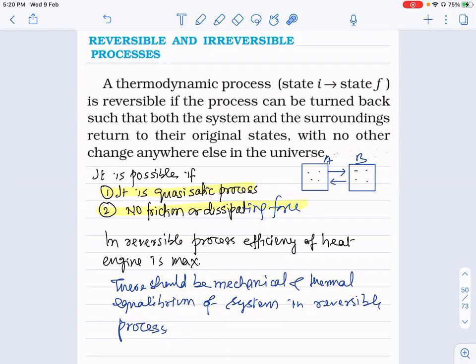All right, if these are the conditions, for irreversible you can just write your own. Irreversible will be one in which the process is very fast and there are dissipating forces. So when we reverse and come back, the system will not come back to its original state.